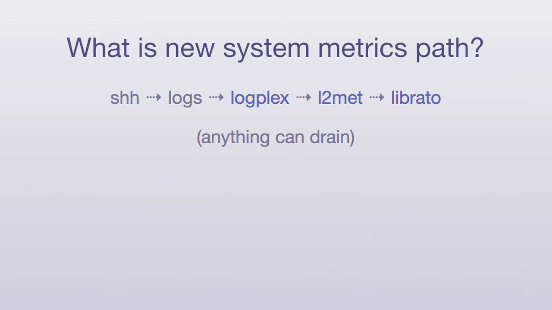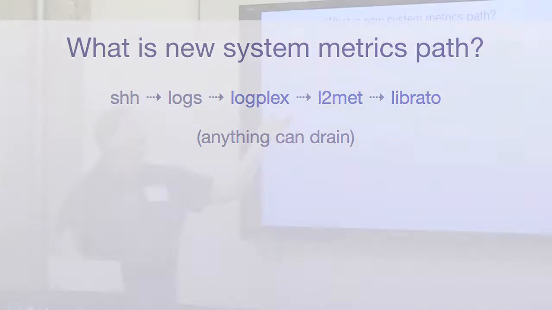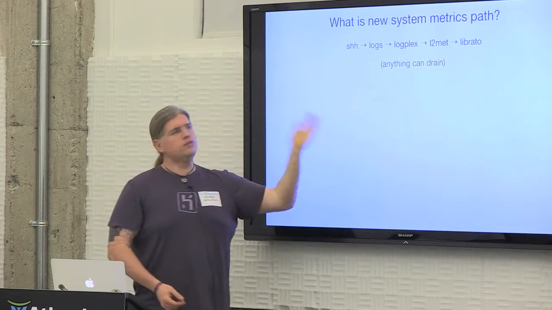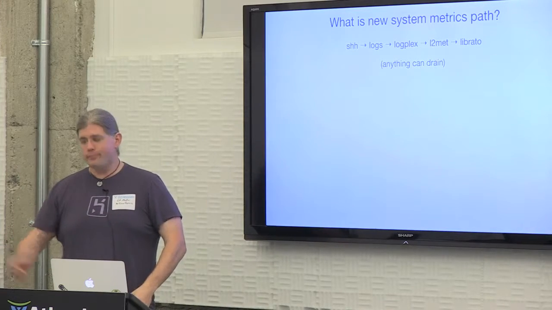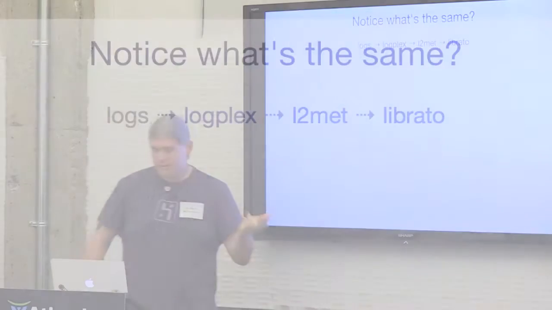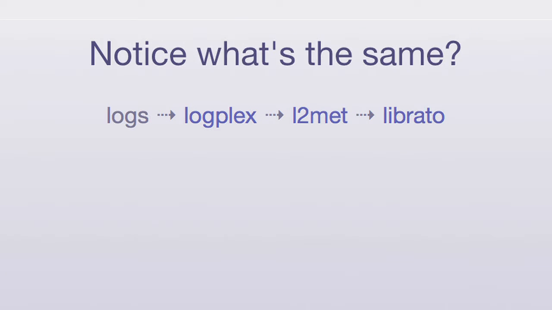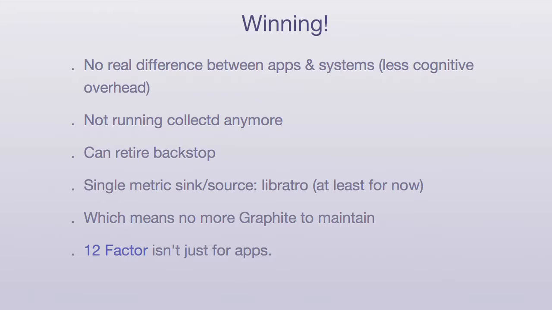So this is what the new system metrics path looks like for a small subset of our apps. SHH, or sh, generates logs, which go to Logplex, which then L2met drains, and they go to Librato. You notice what's the same here? I mean, it's the same exact path. So I consider that a win. I'm actually going to start at the bottom.